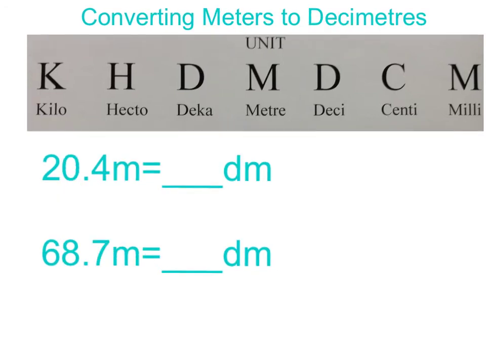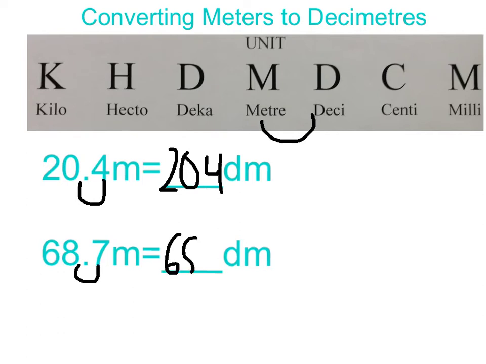Now we're going to convert meters into decimeters. So we'll do the same thing. To get from meters to decimeters, you go 1 hop. So we move the decimal 1 place, and we have 204 decimeters. The same with 68.7 meters. You move it 1 place, and we have 687 decimeters.